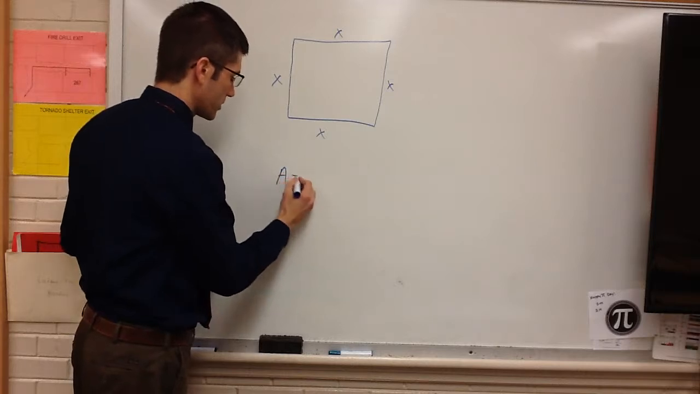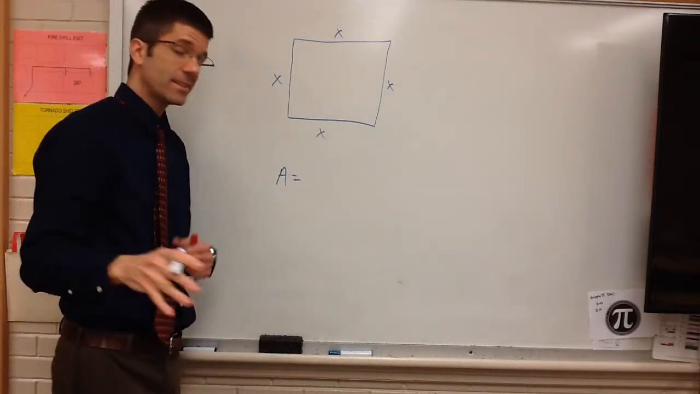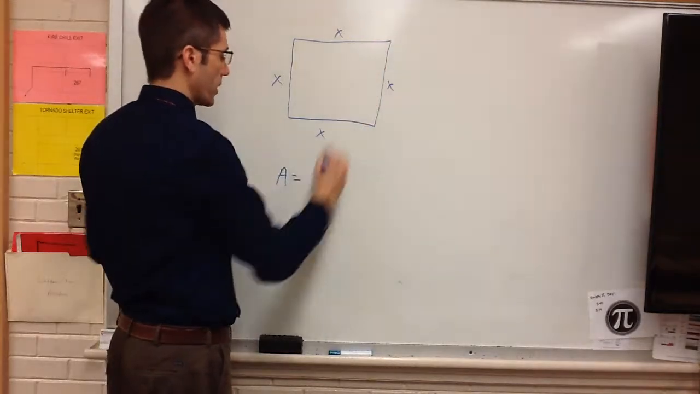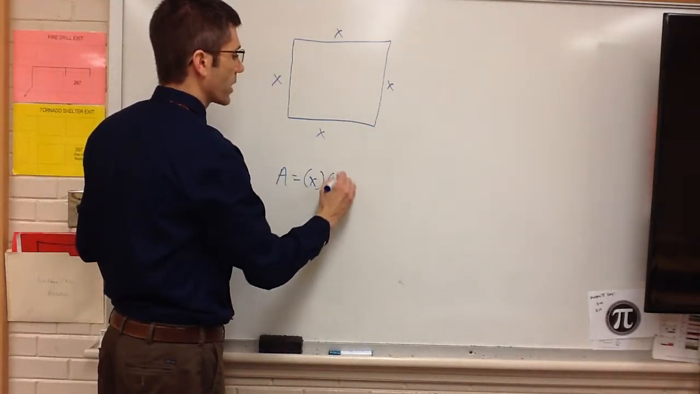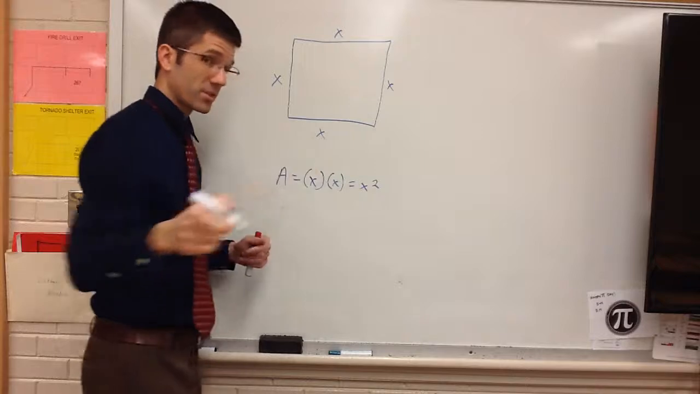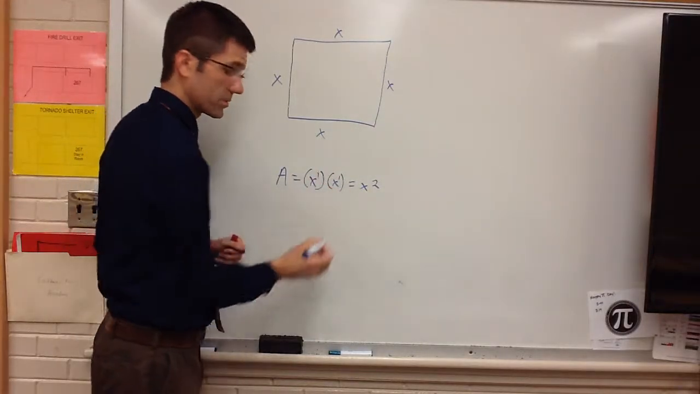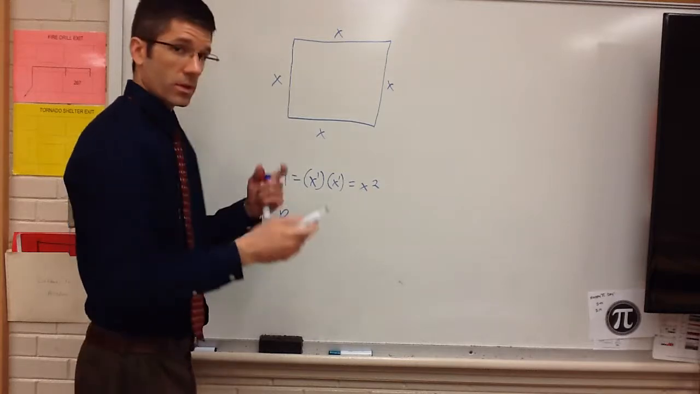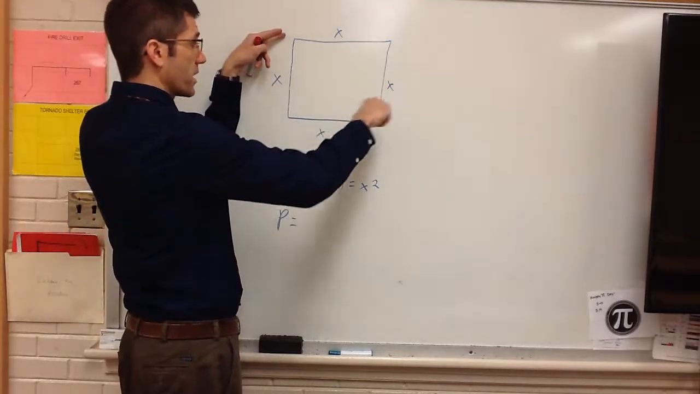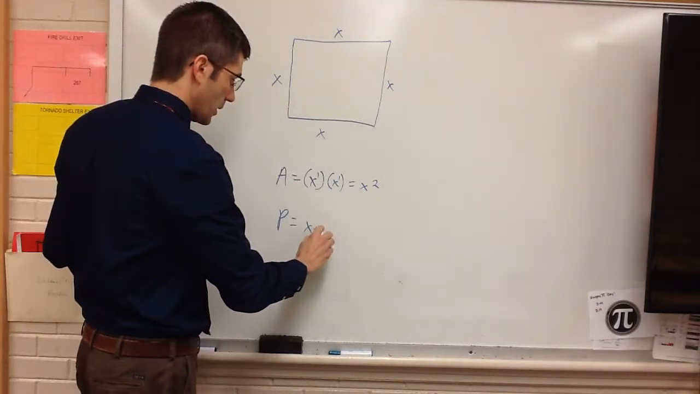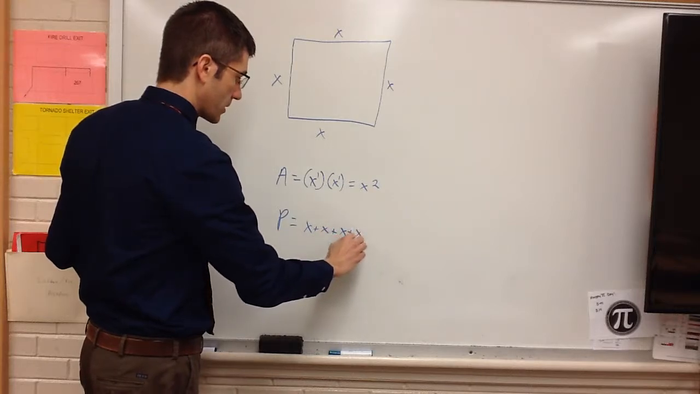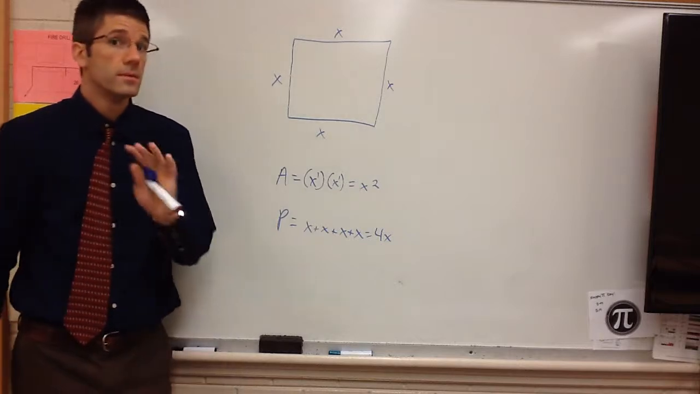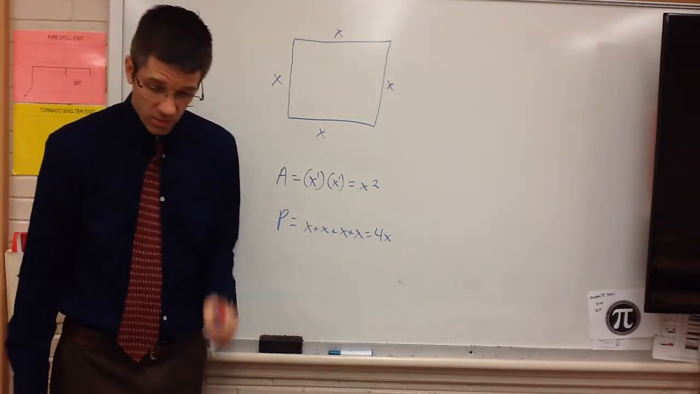So the area of this, and it's easy to mix up if you're not careful. The area of this square is length times width. Well, it's x times x, which is x squared. That's not 2x. We're multiplying the x's. Okay? The perimeter, on the other hand, is we're going to start in a corner and go all the way around. x plus x plus x plus x. And when you do that, you have 4 of them. So there you go.